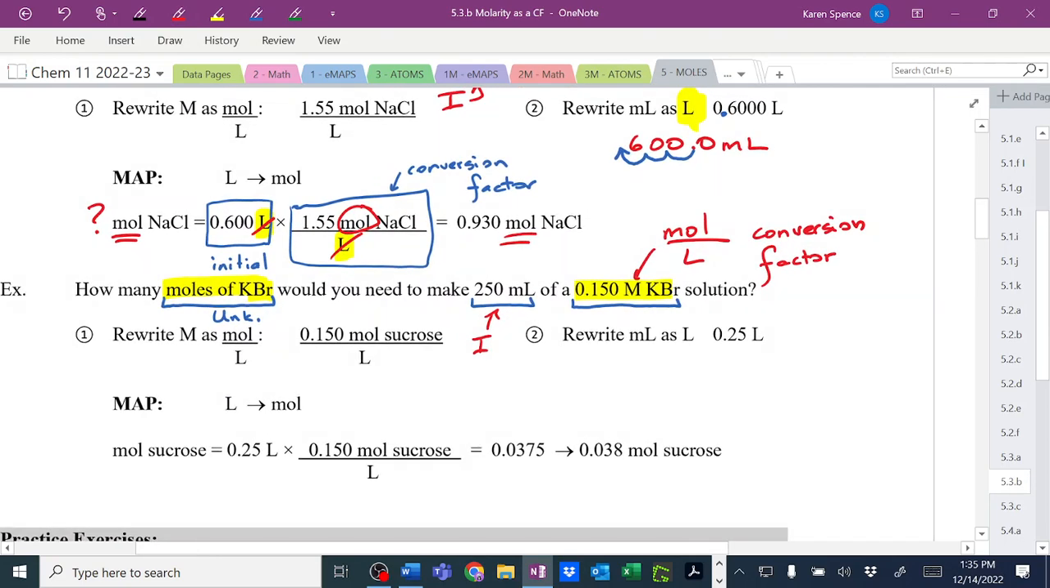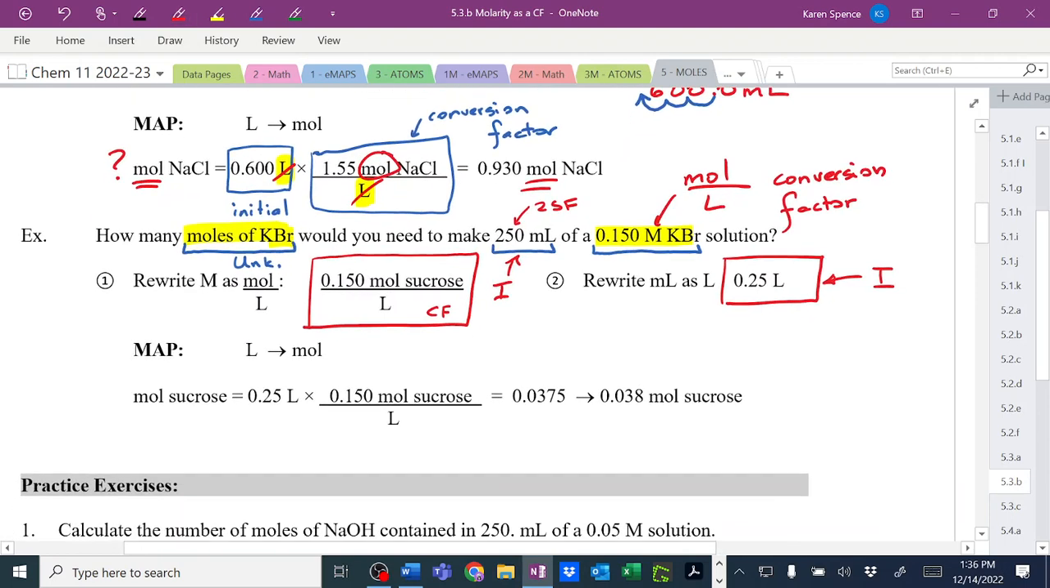So we are going to rewrite 0.150 molar as 0.150 moles per liter. That's now our conversion factor. We're going to rewrite our milliliters as liters. 250, that's 2 sig figs, so we're going to keep 2 sig figs. That is our initial quantity.